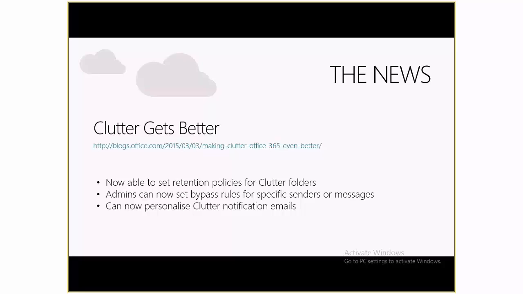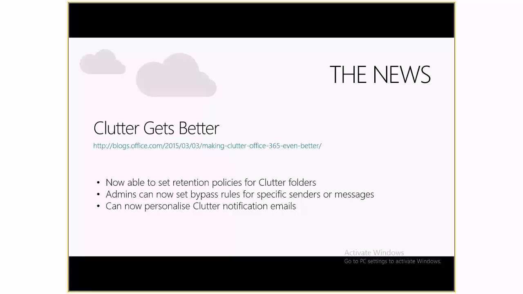Beyond that, you can also set bypass rules for specific senders or messages. So, like for Brendan's example, if it thinks that your boss's email, you never actually read it, and it's going to put it into Clutter, your company admin can actually override that at the server level and say any email sent from this user must never go to Clutter, to make sure it sits there in front of you. Can it make you read it? No, it can't make you read it. That's still up to you.